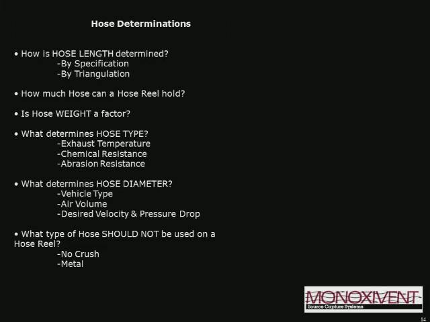What determines hose diameter? Well, we already talked a little bit about that, but certainly the vehicle type, the air volume, and the desired velocity and pressure drops that we need. Again, we want to keep that particulate in the air and convey it to where we want it to be conveyed to.